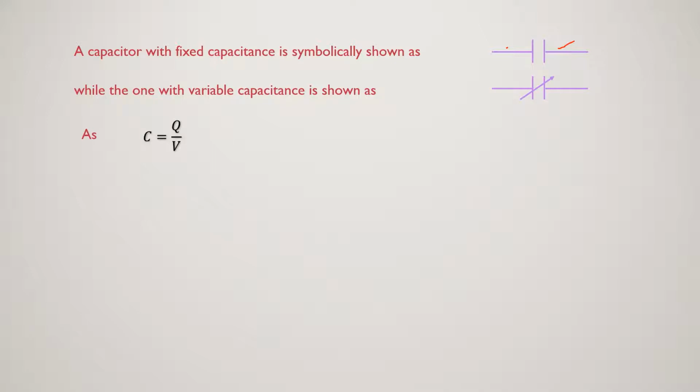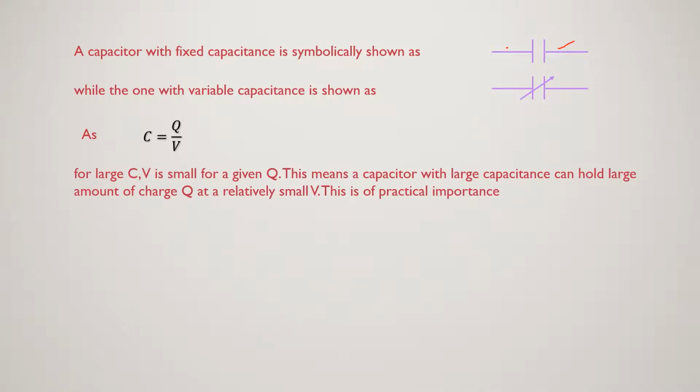Now as C is equal to Q upon V, for a large value of C, for a given value of charge, V is small. This means a large amount of charge can be stored at a small value of V, that is, potential difference, and this point is of practical importance.